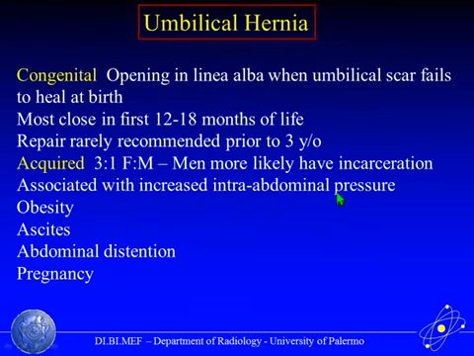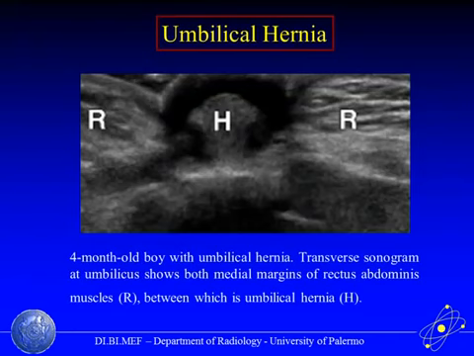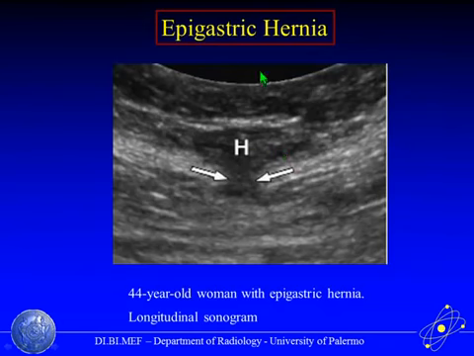Umbilical hernia may be congenital or acquired. Of course, the congenital form is usually encountered in newborns, and this is a hernia in a 4-month-old boy. So in a newborn, the rectus abdominis muscle and hernia arising between the two muscles. And this is an epigastric hernia. Note the small neck of this hernia.